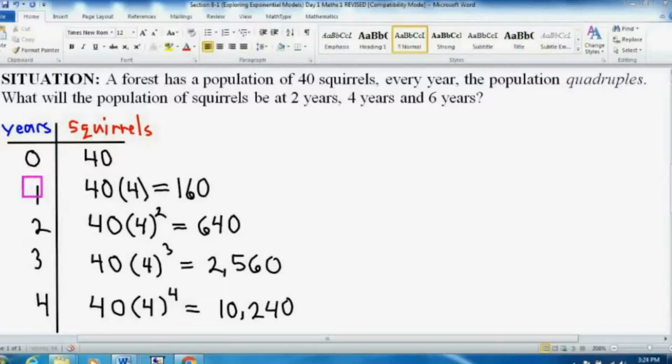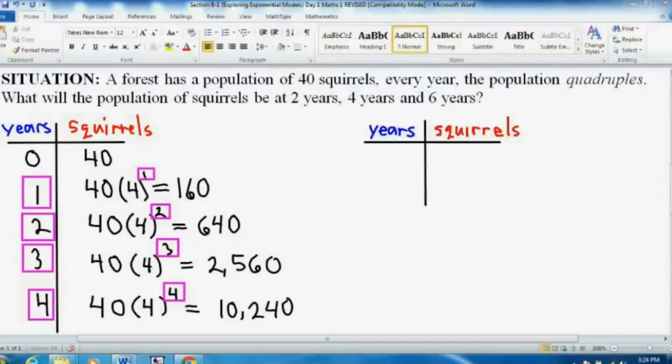As we begin to see again, what we notice is how the exponents are related to the number of years being expressed in our t-chart. That is to say, the years represented as year 1, 2, 3, and 4 show up in our expression of representing the squirrel population. Once we have this general rule or pattern that we begin to see in our table, we can now create a general rule or a formula that will allow us to determine a squirrel population at any given number of years.